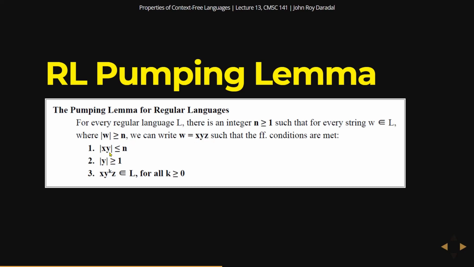So the length of xy is less than or equal to n, the length of y is greater than or equal to 1, and if you pump y k times, where k could be greater than or equal to 0, so it could be 0 times, 2 times, 3 times, and so on, it would still be part of the language.